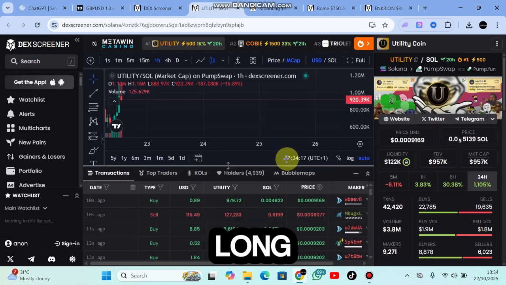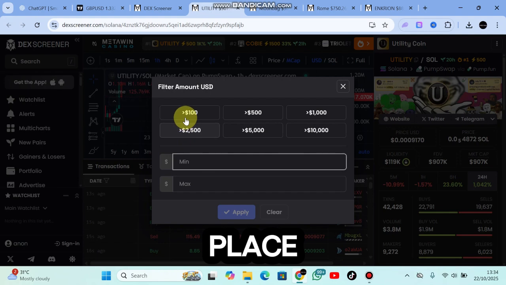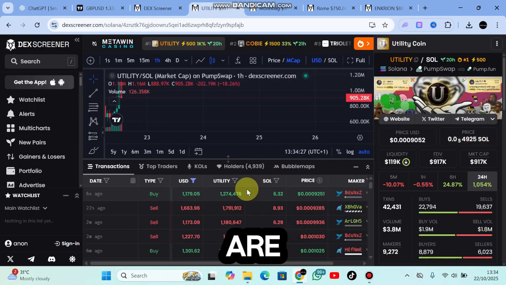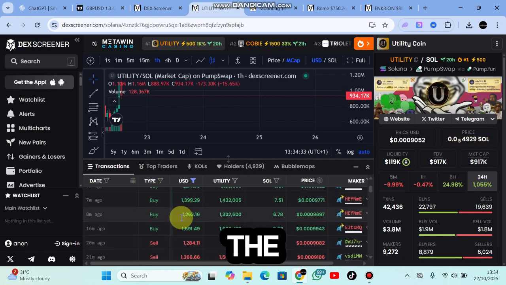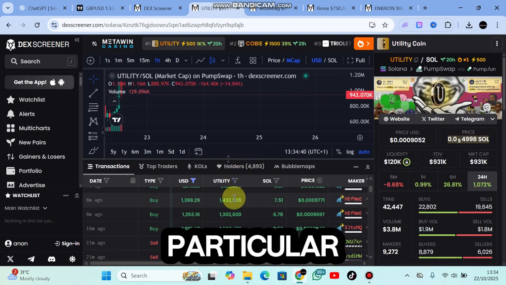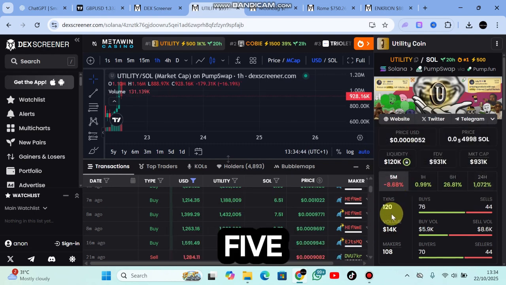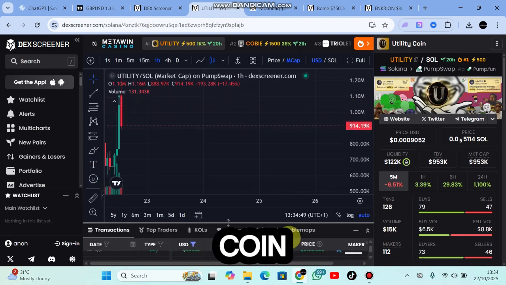I don't want it to be long. So the other important thing that I do is simply come to this place, put in, let's say, 1k dollars, and see the people that are putting 1k dollars into this particular coin. The people putting 1k dollars into this coin means that people are buying it. If people are buying this particular token, it means this coin has features. In the last 5 minutes, about 15k has entered into this particular coin.